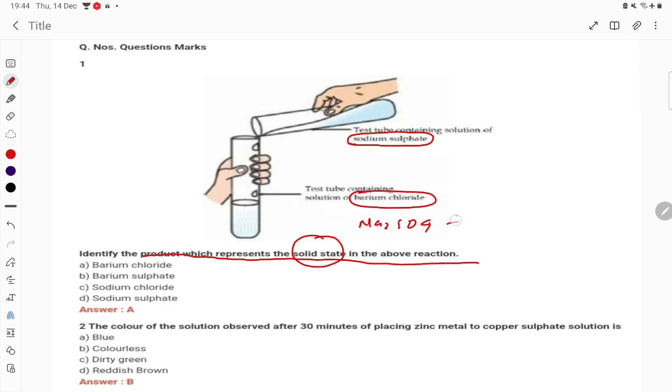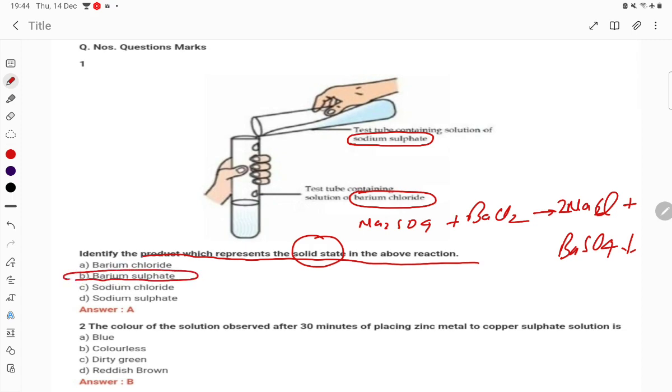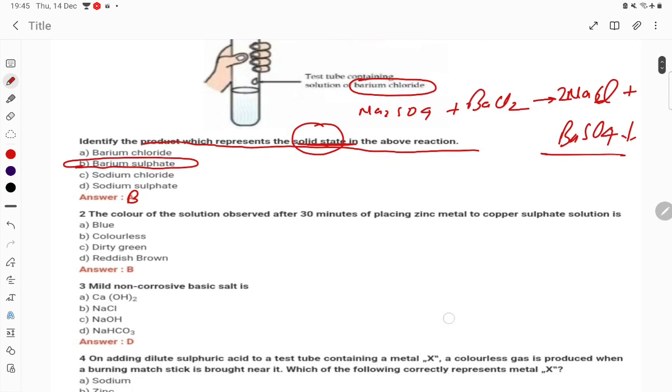Here it is Na2SO4 plus BaCl2. So it is going to give 2NaCl plus solid BaSO4. It will be the solid, student. So the correct option is supposed to be the second option, barium sulfate. Identify the product which represents solid state. Option A is given, but the correct option is option B. Barium sulfate is a precipitate.